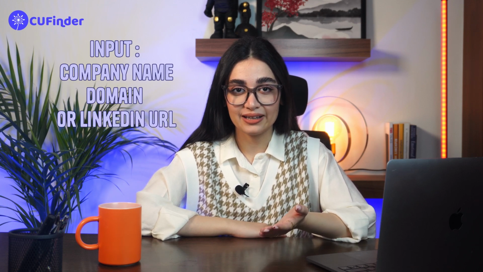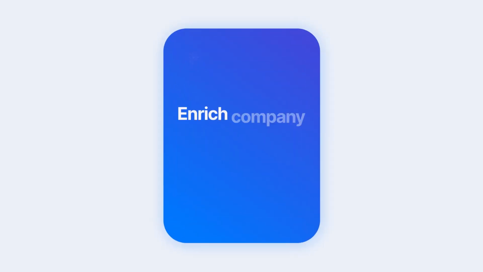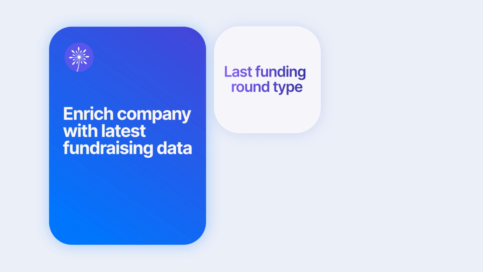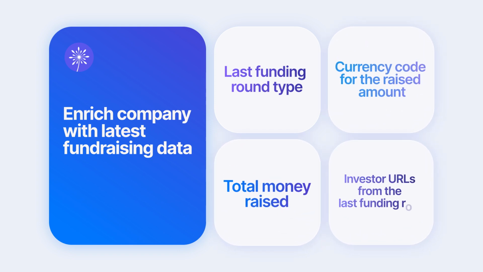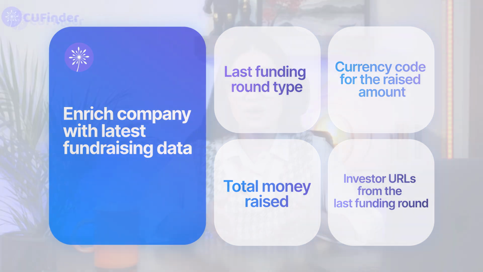CUFinder solves this problem by providing instant access to the latest fundraising information. Just input a company name, domain, or LinkedIn URL, and you'll get the last funding round type, currency code for the raised amount, total money raised, and investor URLs from the last funding round. This data helps you quickly identify high-potential companies, target them at the right time, and make smarter business decisions.